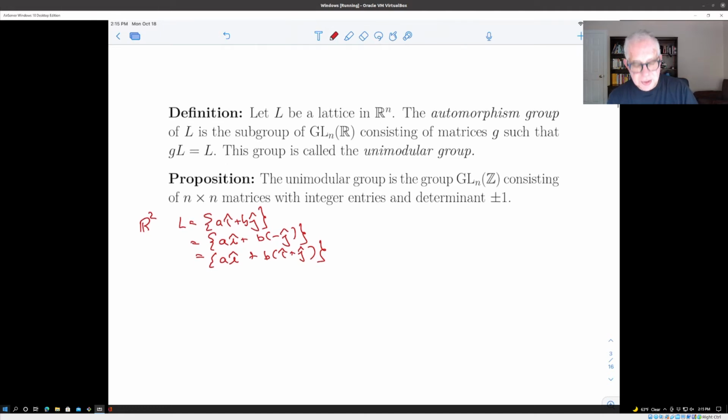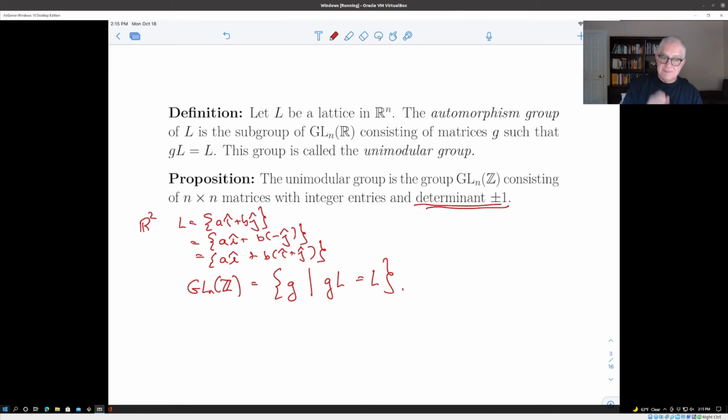And the unimodular group in n dimensions, GL_n, written GL_n(Z), but as we'll see, this is not the collection of integer matrices with non-zero determinant. It's the collection of integer matrices with determinant plus or minus 1. This is the collection of g which carry a lattice to itself.